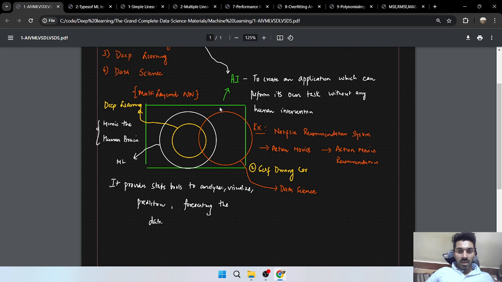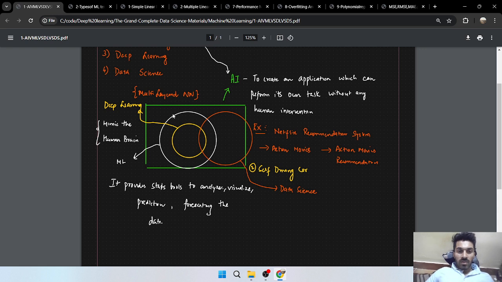So this is the AI. Basically, AI means creating an application which can perform its own task without any human intervention. If you are able to create a robot like that, which does not need help from humans to perform any task, then this is the AI.